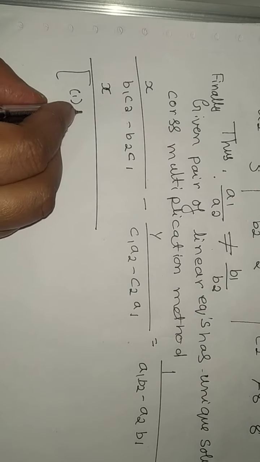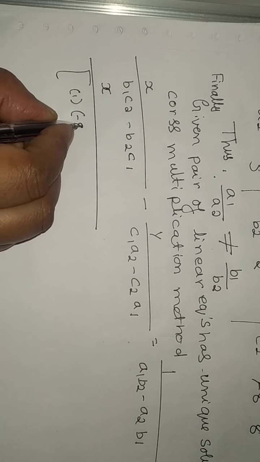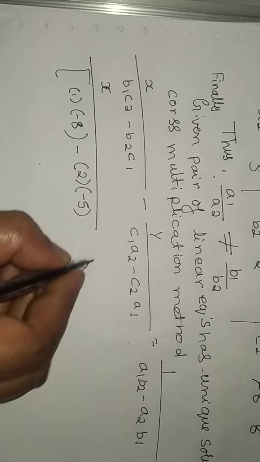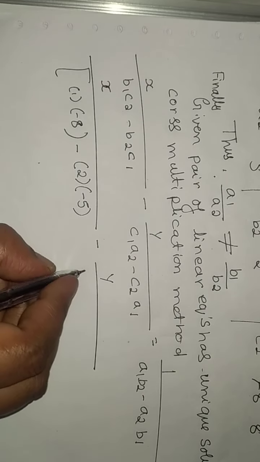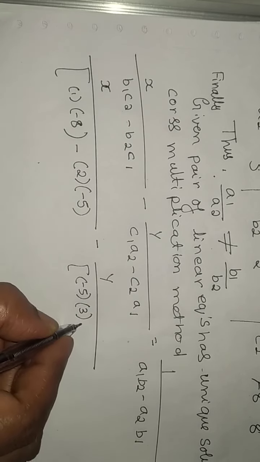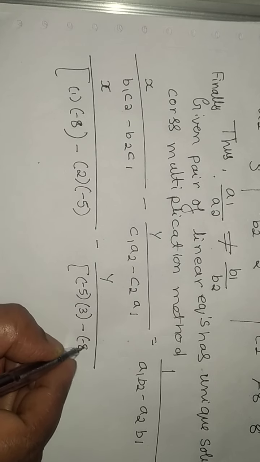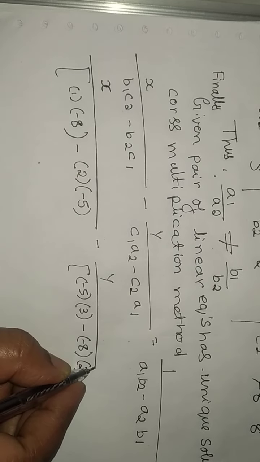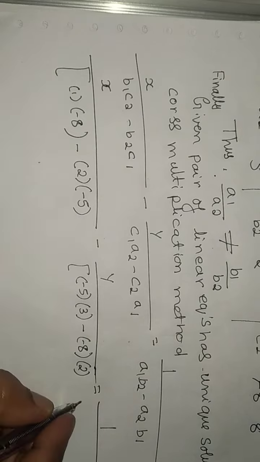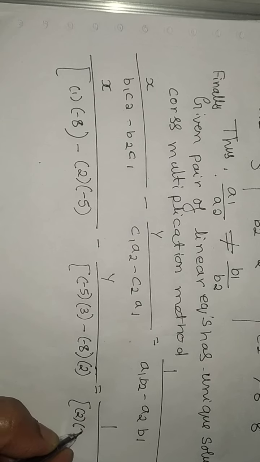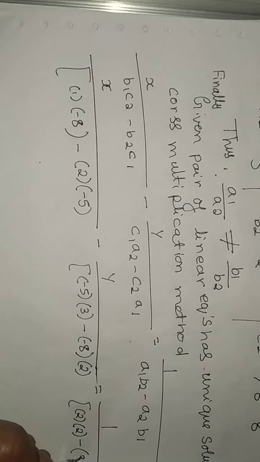So we have b1 as 1, then c2 as minus 8, minus b2 as 2, then c1 as minus 5, minus y by c1 as minus 5, then a2 as 3, then c2 is minus 8, a1 as 2, which is equal to 1 by, remaining is a1 is 2, then b2 is 2, minus a2 is 3, b1 is 1. So this completes the substitution.